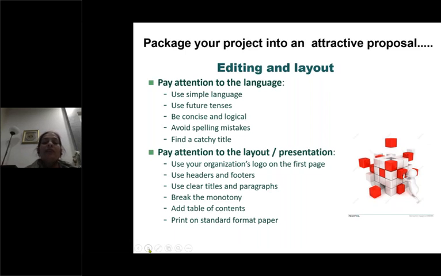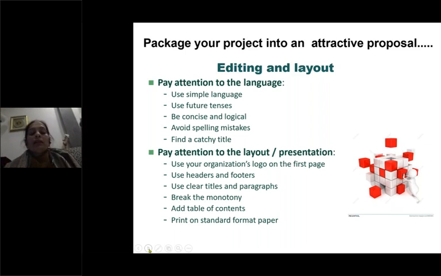Don't do that. Write in very simple language, because whatever you write on your own conveys it better than using hi-fi and non-technical language. Use simple language. Use future tense, because you are proposing a thing; you're not doing anything yet. Be concise and logical. Avoid spelling mistakes. Find a catchy title, meaning it should be focused. We'll come to it in detail later. Your title should be a summary, so that once anybody sees it, it gives an idea about what the project is.